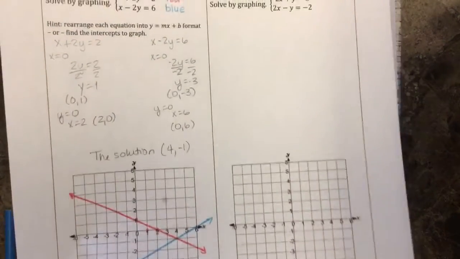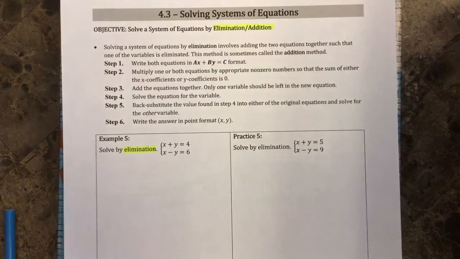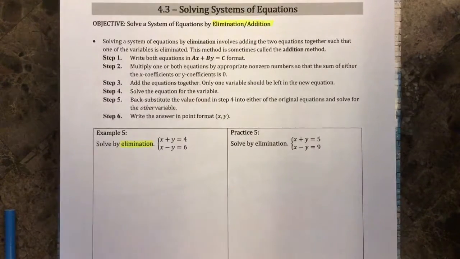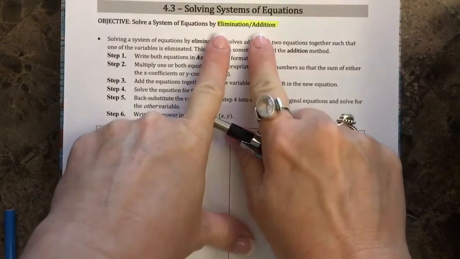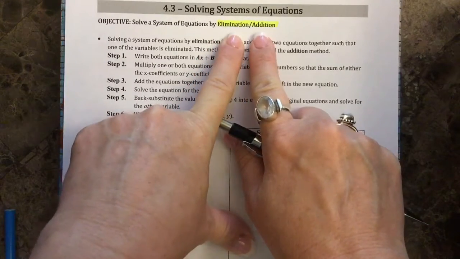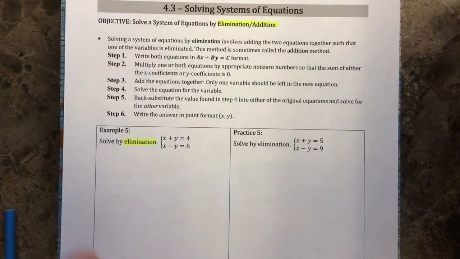And so you can solve it by graphing, where you simply put the two lines on a graph and find out where they cross. You can also solve by substitution, or in this case, we're going to solve by elimination. Elimination and addition are both used to describe this same process. I typically say elimination rather than addition, but you use both.